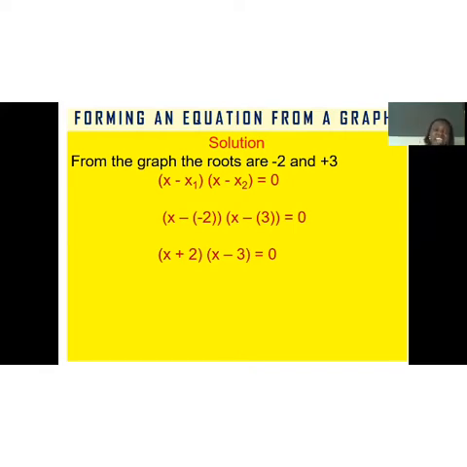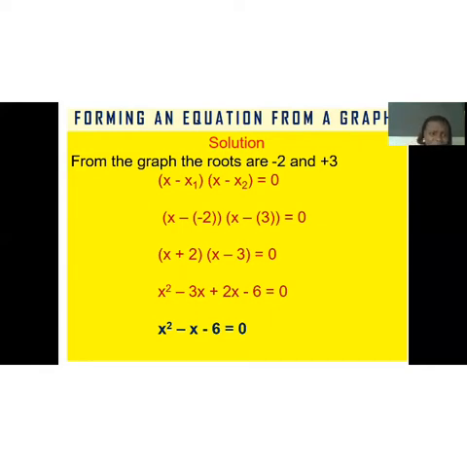Now all you need to do here is to expand. So x times x should give us x squared. x times -3 should give us -3x. 2 times x should give us 2x, and 2 times -3 should give us -6. So by the time you add and simplify further, you should have x squared minus x minus 6. Now, anytime you're dealing with these equations, you can always check if you're correct by resolving the equation and seeing if you get those roots again, or even putting in those roots and seeing if you get 0. That's a quick way to check.